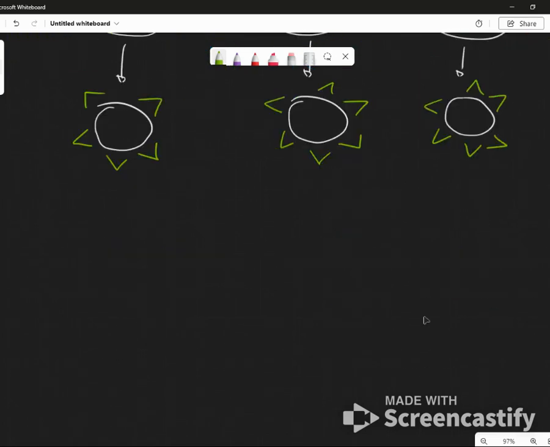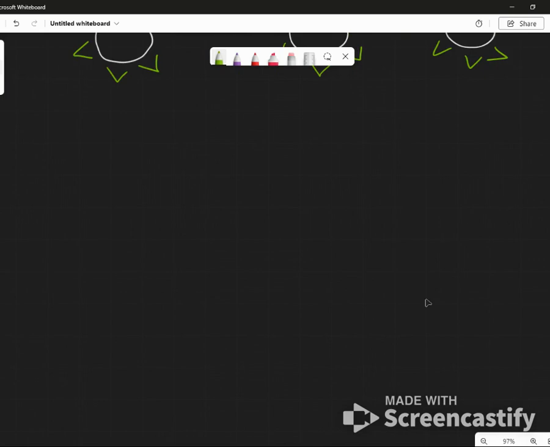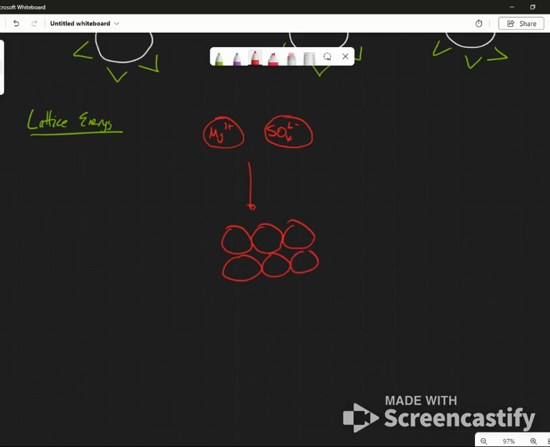Now, there's another concept. We are going to bring all this together, so hopefully you'll understand this. And this other concept is something called lattice energy. Now, the lattice energy is this. It's the ions. Let's have a look at a magnesium ion. There's a magnesium ion and a sulfate ion. These come together to form the lattice: magnesium sulfate, magnesium sulfate, magnesium sulfate.